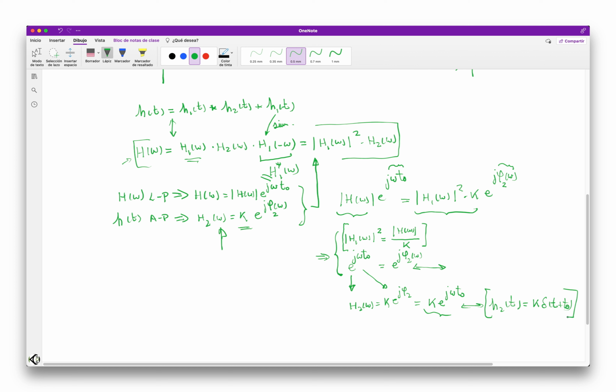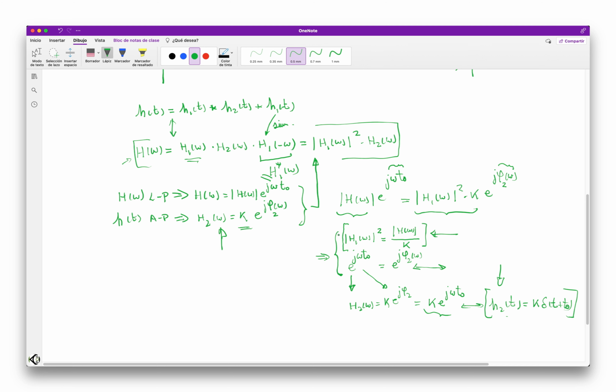What is the relationship of H1 with the modulus of H of omega? This is a condition in modulus, no restriction at all in terms of the phase. And the second condition is that we are giving the impulse response h2, as a function of h1, they were asking, but really you don't need it, the condition is even more primitive, and it's just a constant times a delta shift. Okay, so this is the second part of the answer.